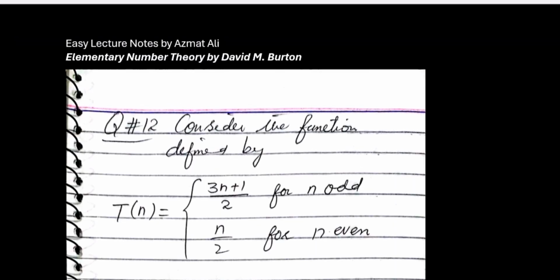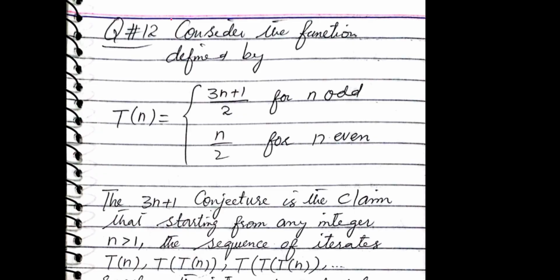Question number 12. This is also an interesting question. Here we have a piecewise function, when we apply T on n, it maps n into two parts. When n is odd, this gives 3n plus 1 over 2, and for n is even, we have n by 2.